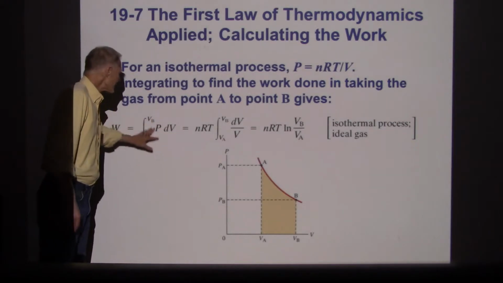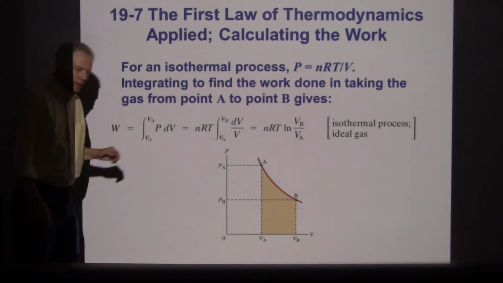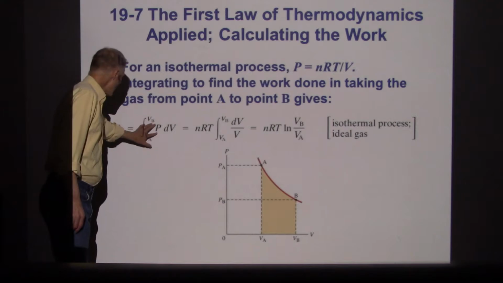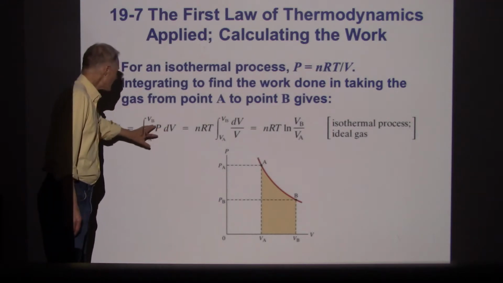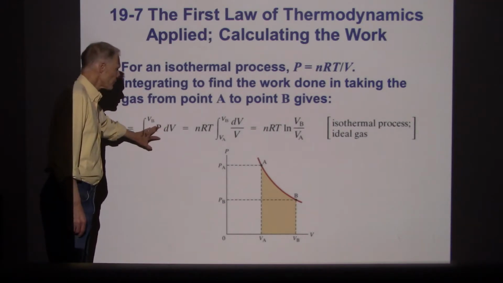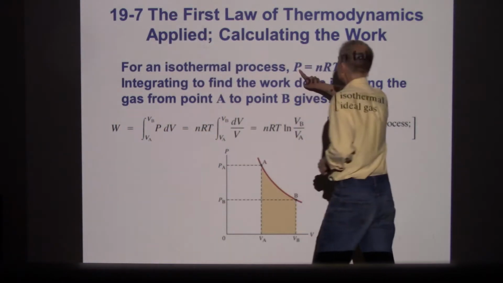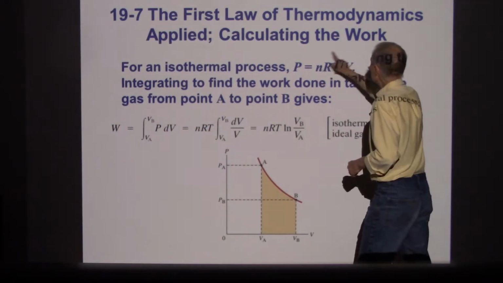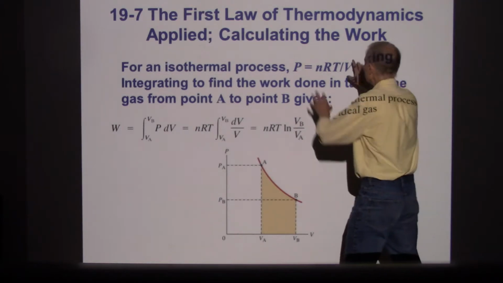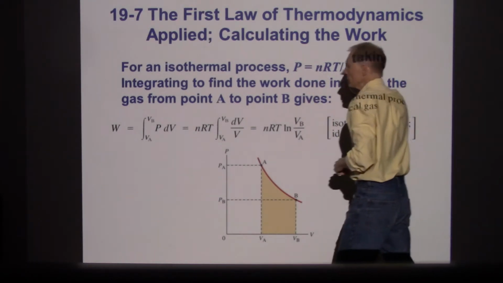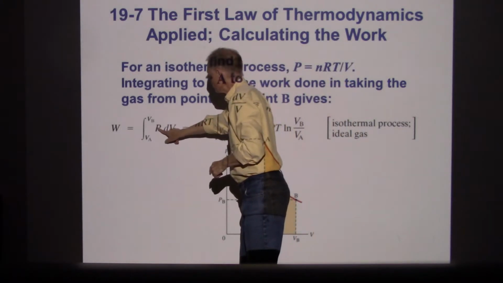Now, I can't really carry out that integration, because P is not constant. P is a variable, and P is not V. I need to get P in terms of V. Now there's a way to do that. I can get P in terms of V by using the ideal gas law. So I'm going to take this expression, nRT over V, and I'm going to substitute that in.